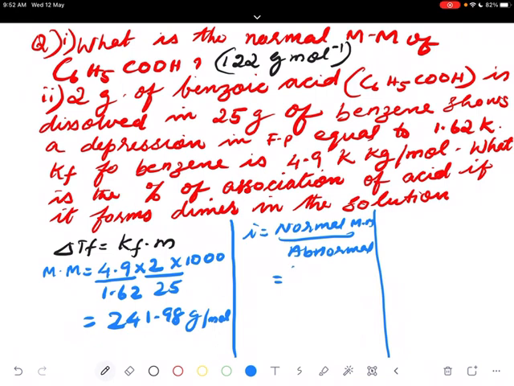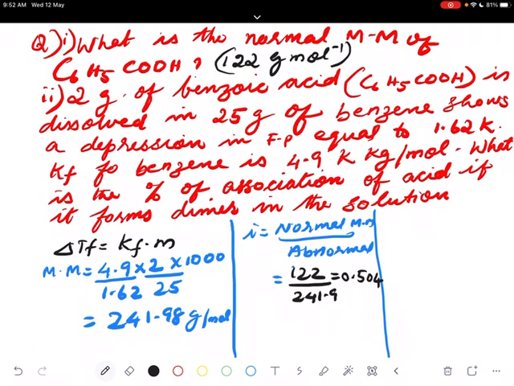So normal molar mass is 122. Here 241.98 I have got, which is equal to, after calculating, I'll be getting 0.504. So I have got the i value. Now, benzoic acid in benzene, dimer.